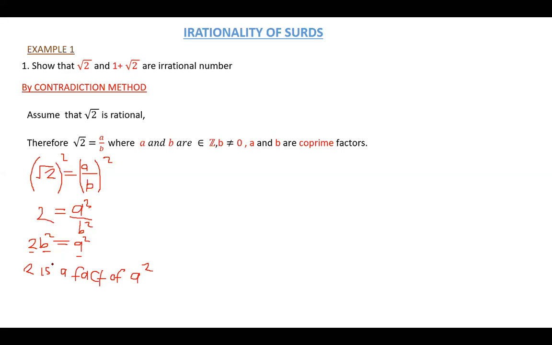And if you are just good at mathematics, you can prove and you can attest with me to say, if this 2 can go into a squared, it also implies that these 2 can also go into a. So meaning 2 is also a factor of a. So if 2 is a factor of a squared, it also means to say 2 can also go into a.